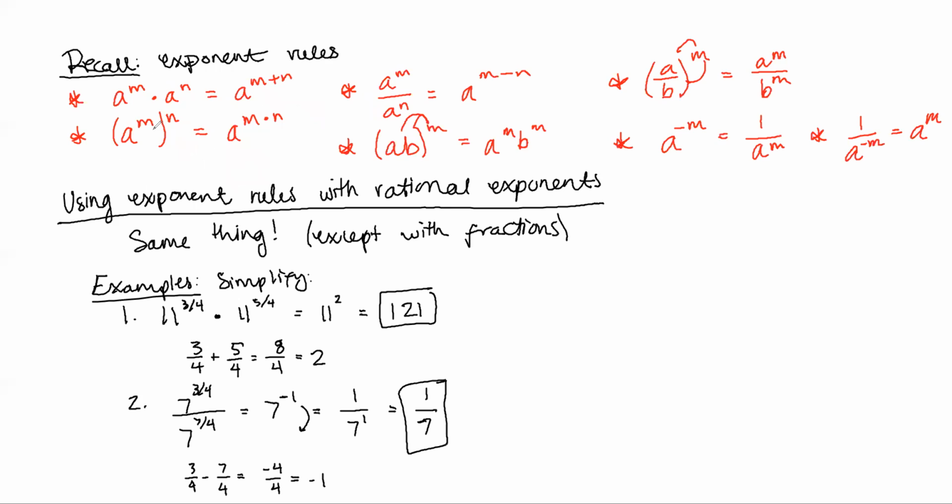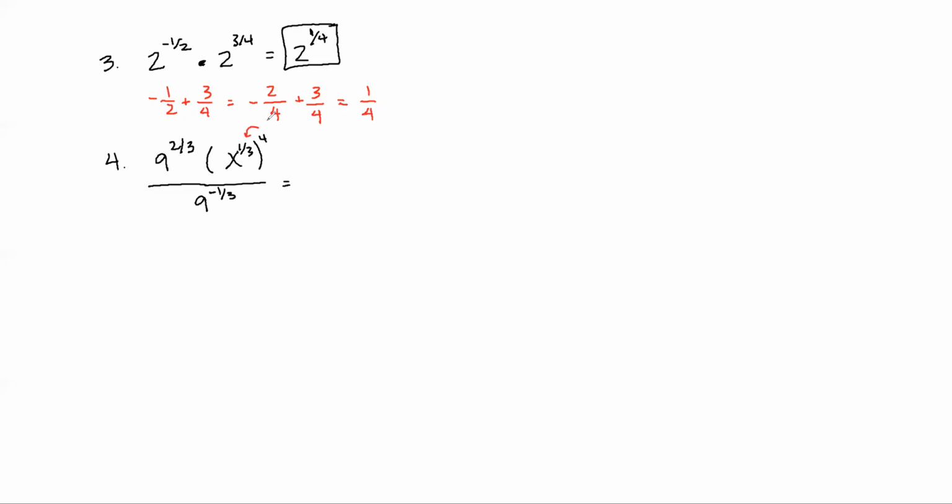So this is our exponent rule right here. So we're going to have an exponent raised to another exponent. So we multiply those. So we're going to multiply 1/3 times 4 over 1, which just gives us 4/3. So I'm going to go ahead and rewrite that, and I'll keep the rest the same for right now. So we have 9 to the 2/3, x to the 4/3, all over 9 to the negative 1/3.